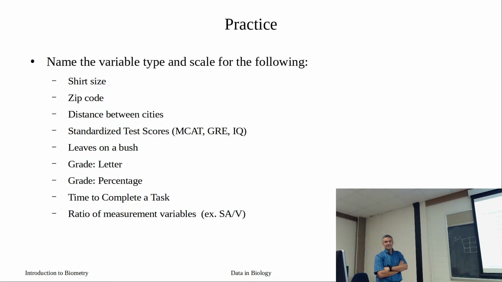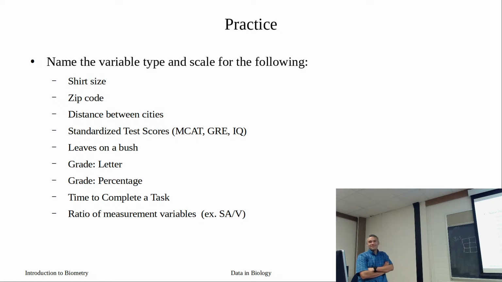Is it qualitative? No. So we said it's discrete, so it's still quantitative. Discrete variables could be ratio or interval. So these standardized test scores are great examples of the interval scale. There really is no 0 point on these.